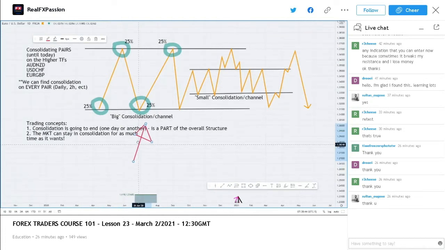Make sense, everybody? So beginner traders, we need to wait for consolidation. When you have the first low, it's 25. When you have the first high, you're at 50%. When it's established the new low, you are at 75, and finally, when it hits the upper band and it reverses, you have the 100%.